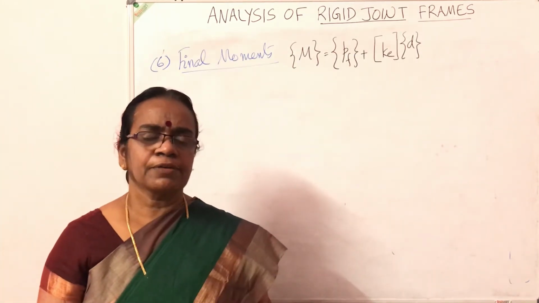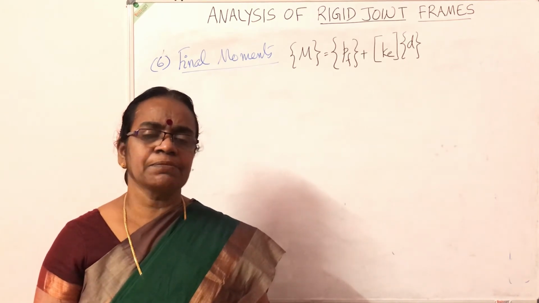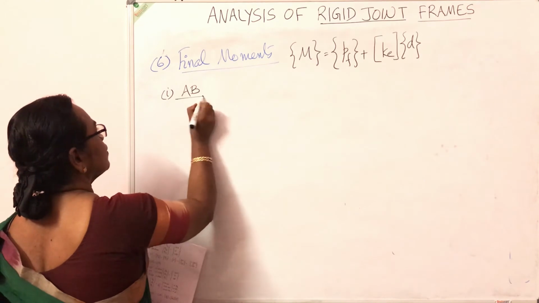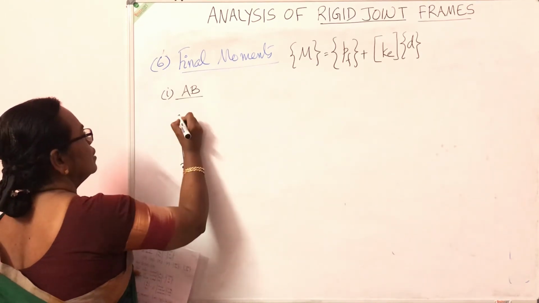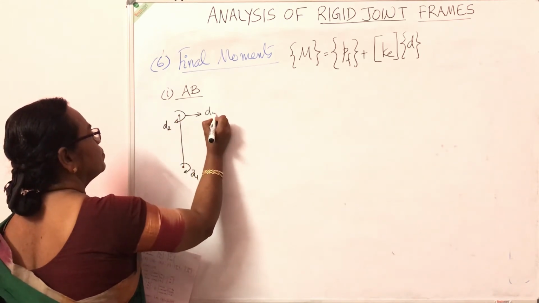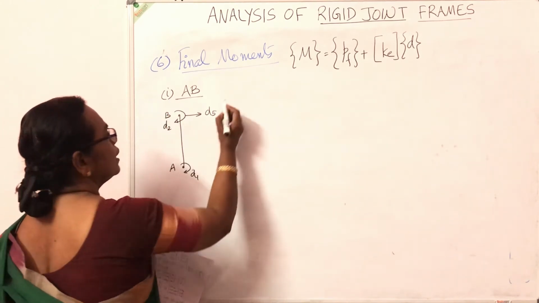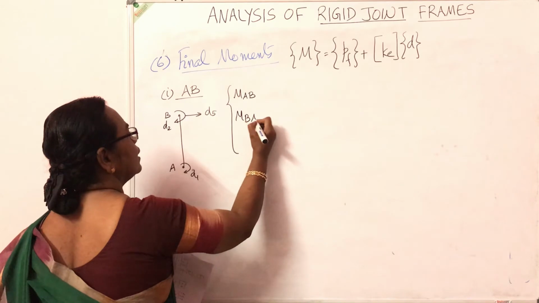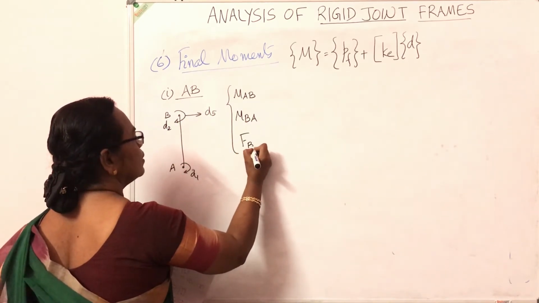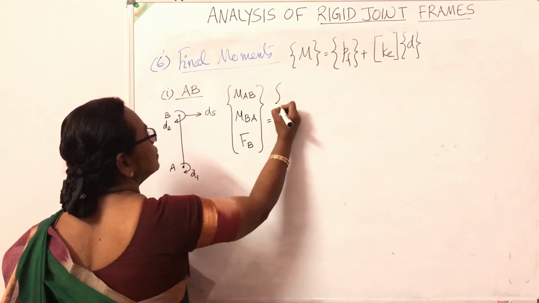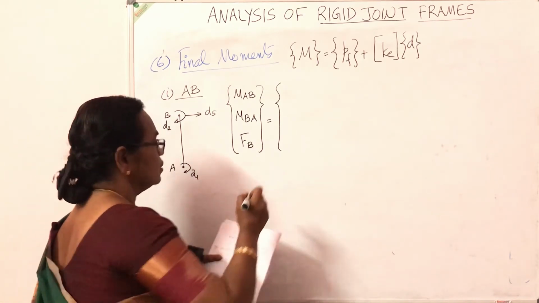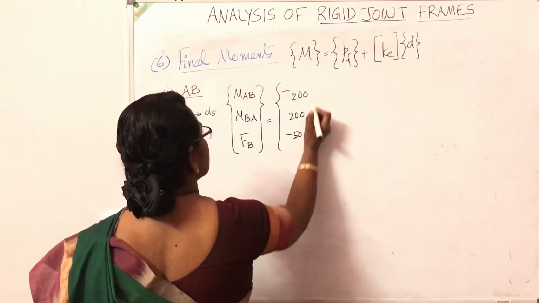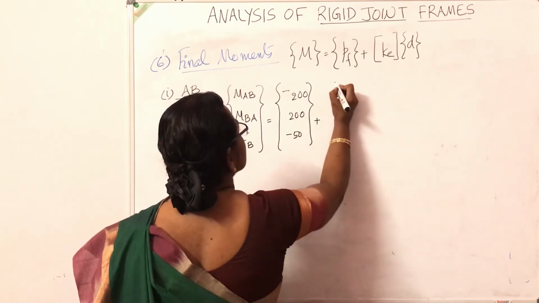Now coming to the last step, the final moments are arrived at as the fixed end moment vector plus the element stiffness matrix into the displacement vector. Consider element by element. First element AB. The coordinates were D1, D2, D5, for A and B. Corresponding to coordinate direction 1, I will get the answer MAB. Corresponding to direction 2, I will get the force MBA. And corresponding to D5, I will get the axial force in the beam at point B, FB. That is equal to the fixed end moment vector, which, referring back to the previous step, was minus 200, plus 200, and minus 50, plus the stiffness matrix of that element.